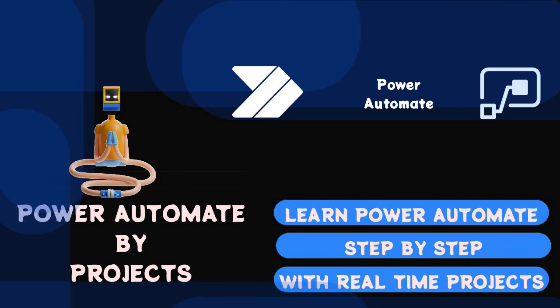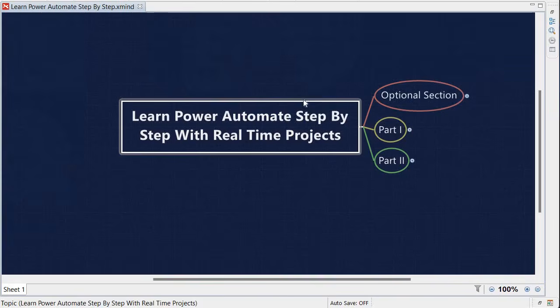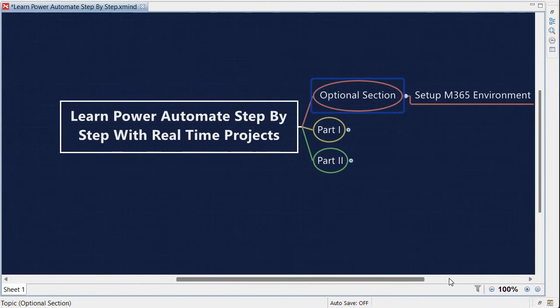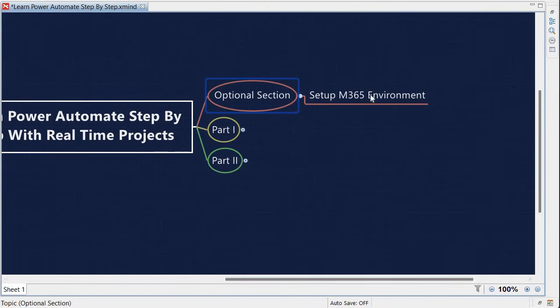What are the topics I have covered in this course? So guys, this course is divided into two parts, and over here you will find that there is an optional section. This section gives you information about how to set up your M365 environment, because that is required to work with Power Automate. You can skip this section if you already have the M365 environment. Now let's start looking into part 1.